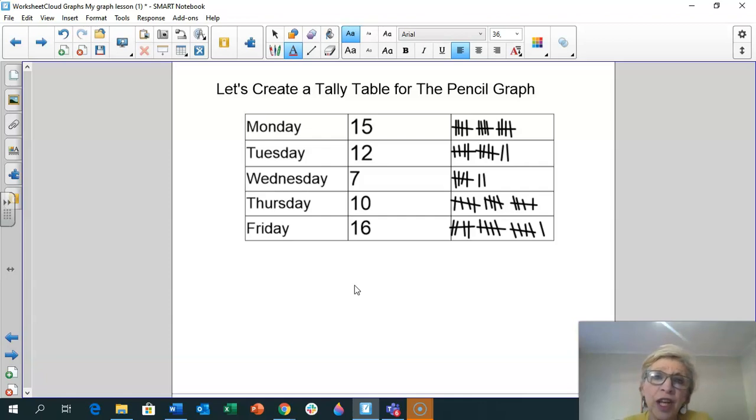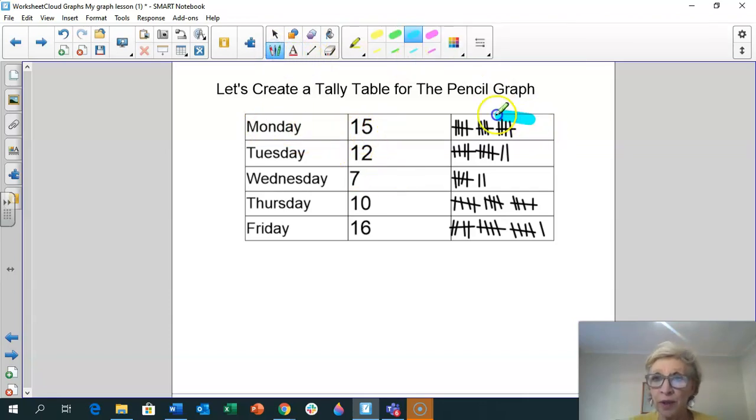If we had to make a tally table for the pencil graph, remember, there were 15 sold on Monday, so that's what that would look like. 5, 10, 15. There were 12 sold on Tuesday. There is 5, 10 plus 2 is 12. 7 only on Wednesday, so there's 5 and plus my 2, 7.